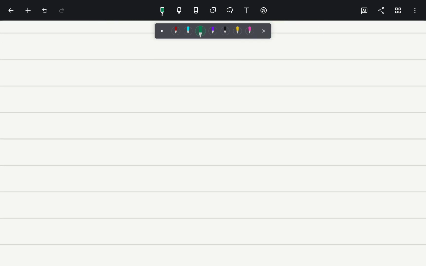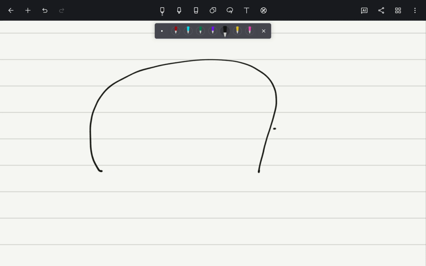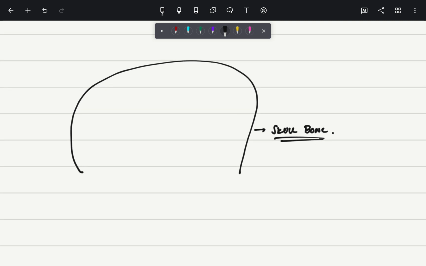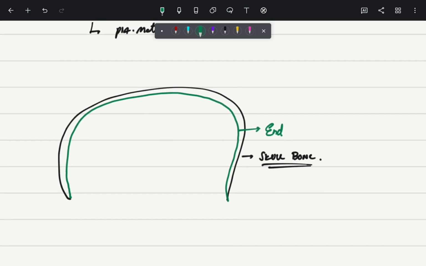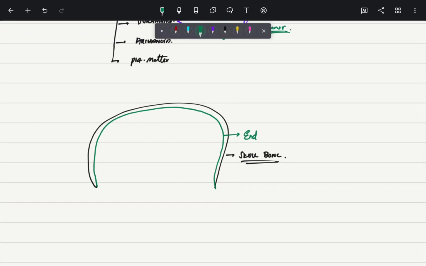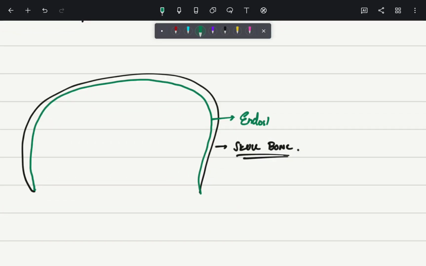So let's draw the diagram here. Suppose this is the outermost part, which is your skull bone. To this skull bone there is a layer which is tightly adherent to it. This layer which is tightly adherent to the skull bone is your endosteal layer.